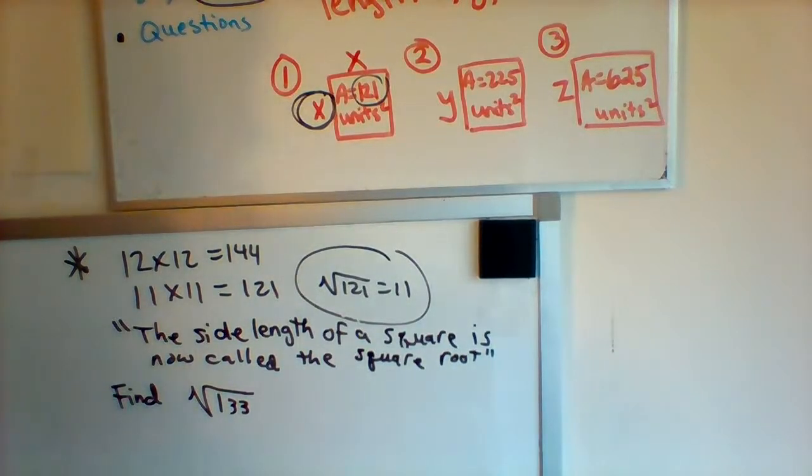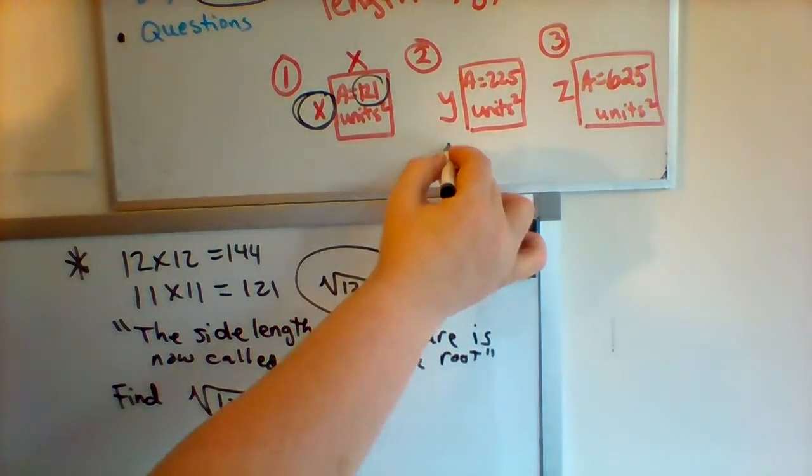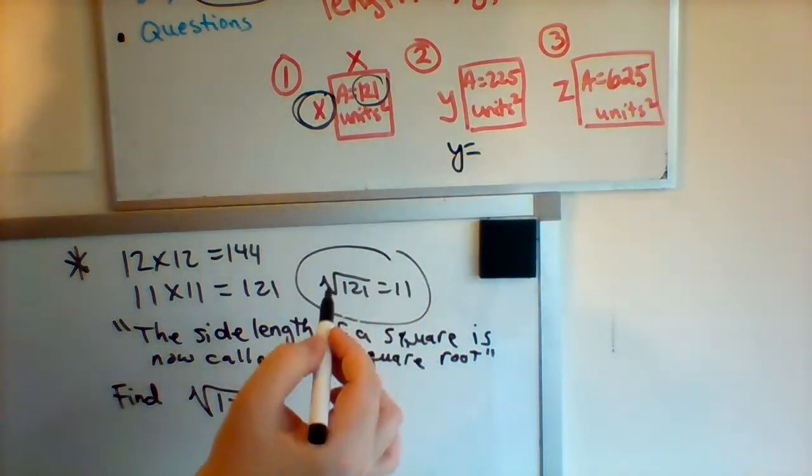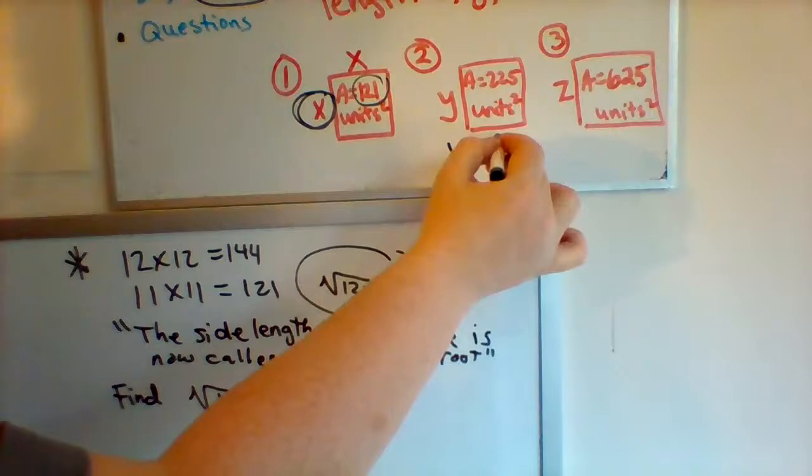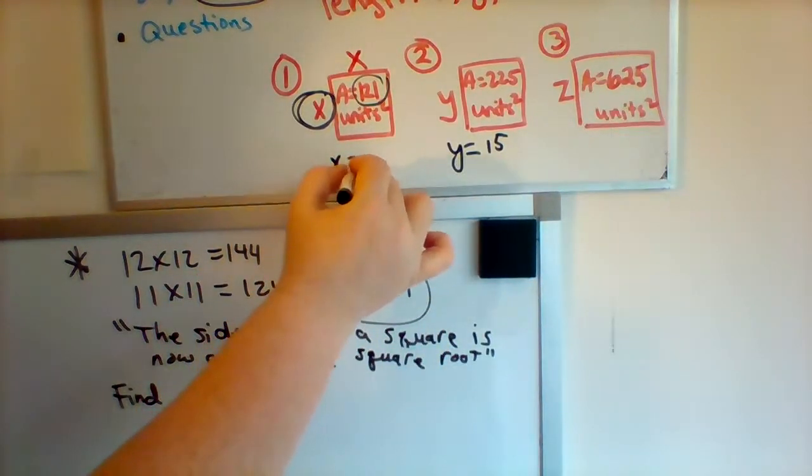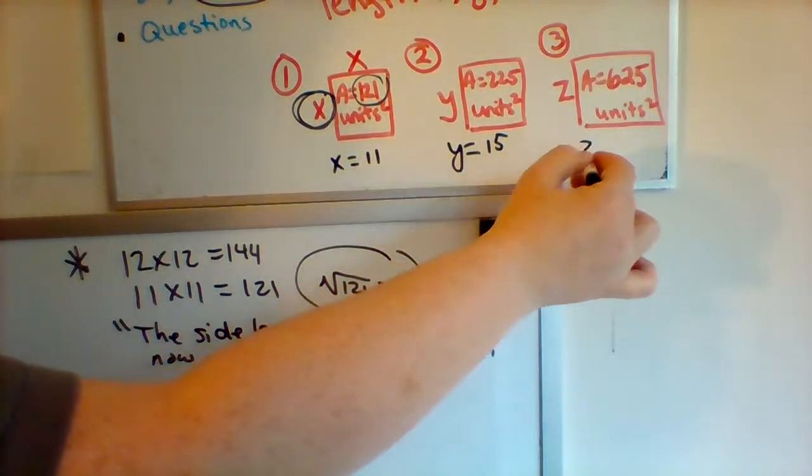And you guys can see that, right? 15 times 15 gets you the area of the second one. Okay. So Ivan just said, okay, that means that y has to equal 15, right? Okay, good. And Thais told us x equals 11. Good. So now we just need z.